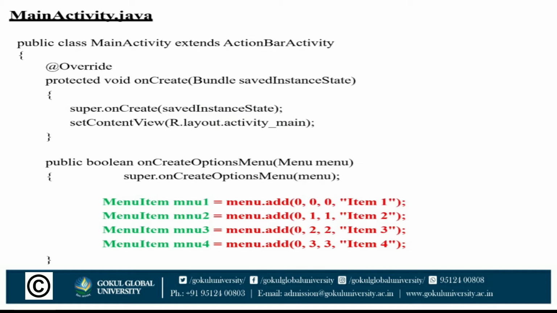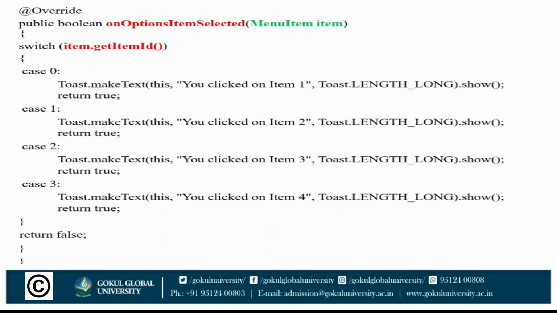The second argument denotes the unique item ID. The third argument denotes the order in which the item should be displayed. Here item 1 is displayed first on the menu item list, so it takes 0 as the order ID. Then item 2 is displayed second on the menu item list, so it takes 1 as the order ID, and so on. The fourth argument describes the text to display for the menu item.